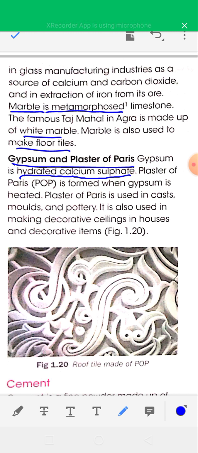Gypsum generally contains a small amount of water. But if you heat gypsum, this water will be removed, and the gypsum will be converted into plaster of Paris, that is POP. So when gypsum is heated, you will get plaster of Paris.